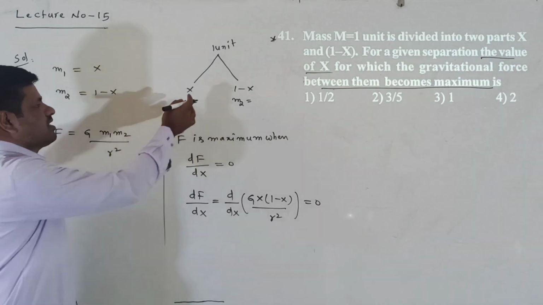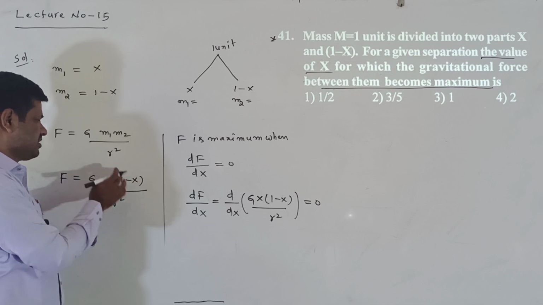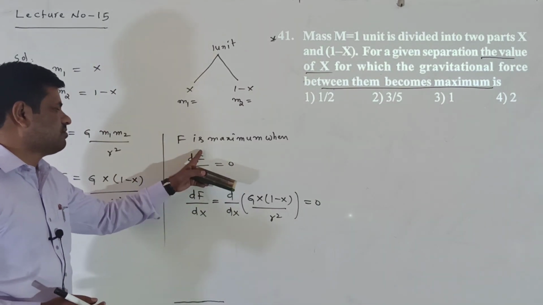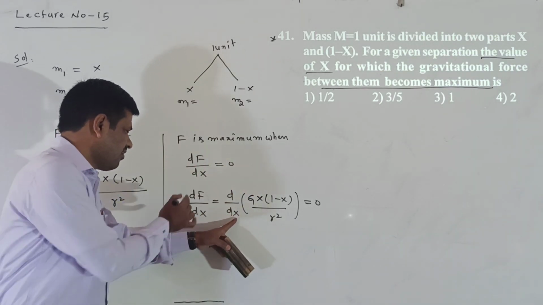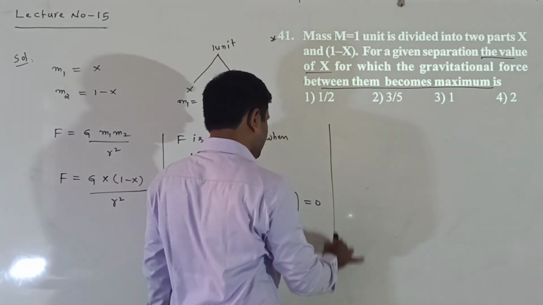That is the F value I am substituting. This is the force between two masses, one is x, another is 1 minus x, and the distance is r square. When force is maximum, dF by dx is equal to 0. So dF by dx is equal to d by dx of the F value I am writing here, equal to 0.